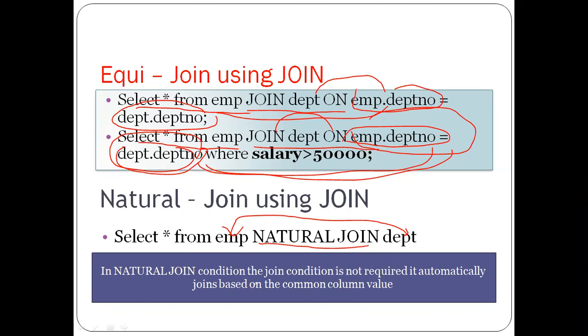In natural join, the join condition is not required. It automatically joins based on the common column value. It joins all the common columns, which are joined together, and they will be displayed in the output.